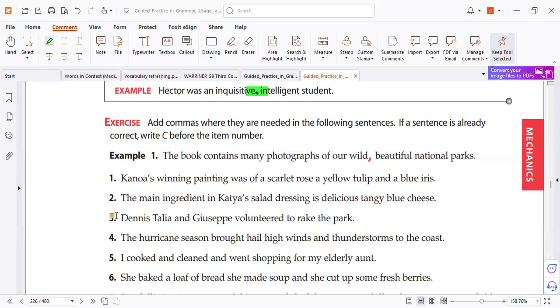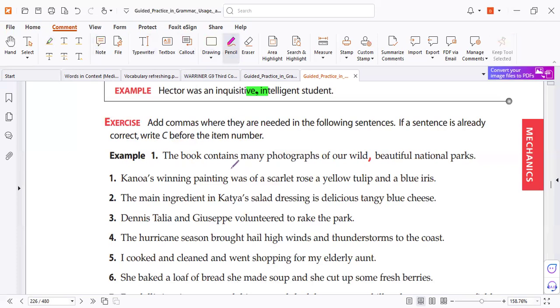Oh, okay. The subject is Dennis Tyler, and the comma is added after Dennis and Tyler. Sure, my friend. Are you sure? Yes. Okay.